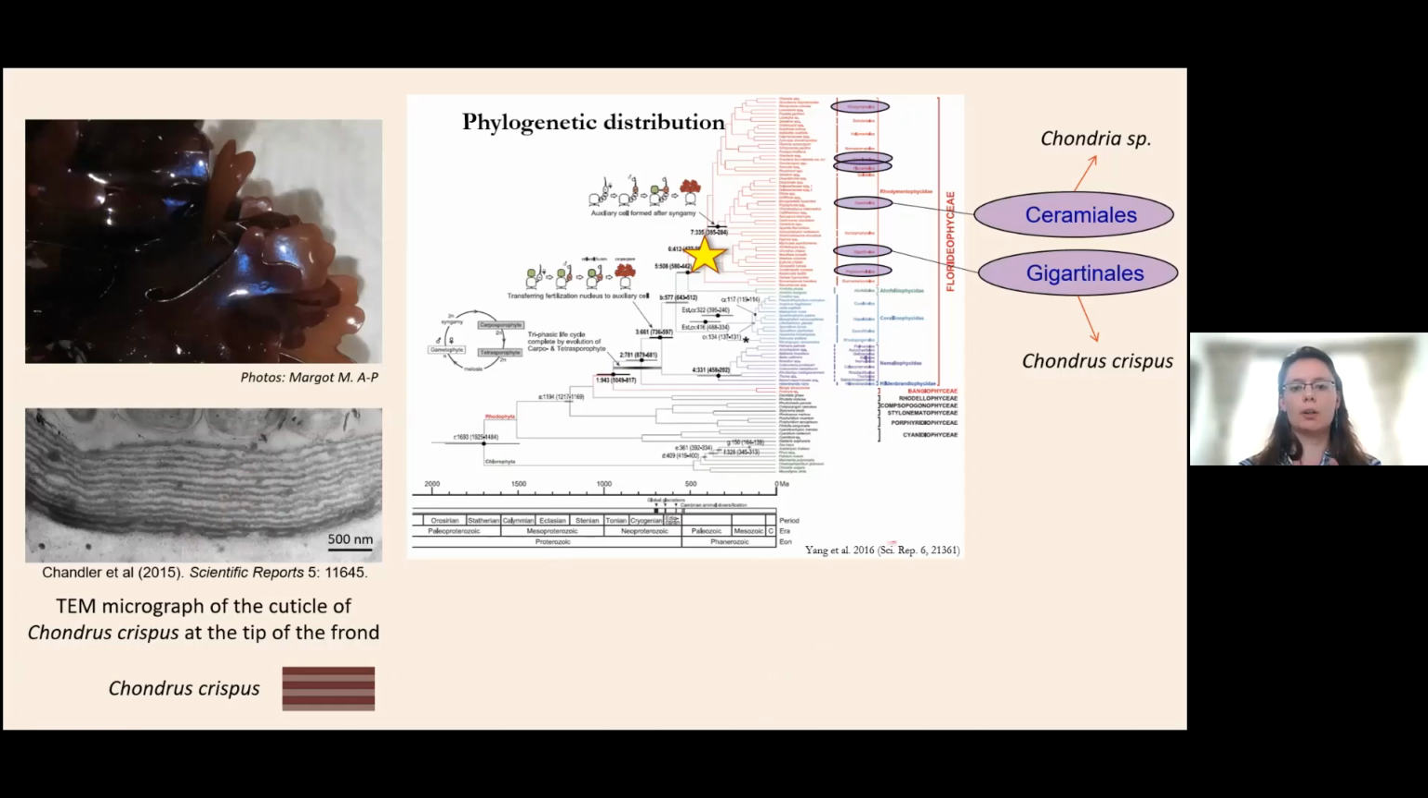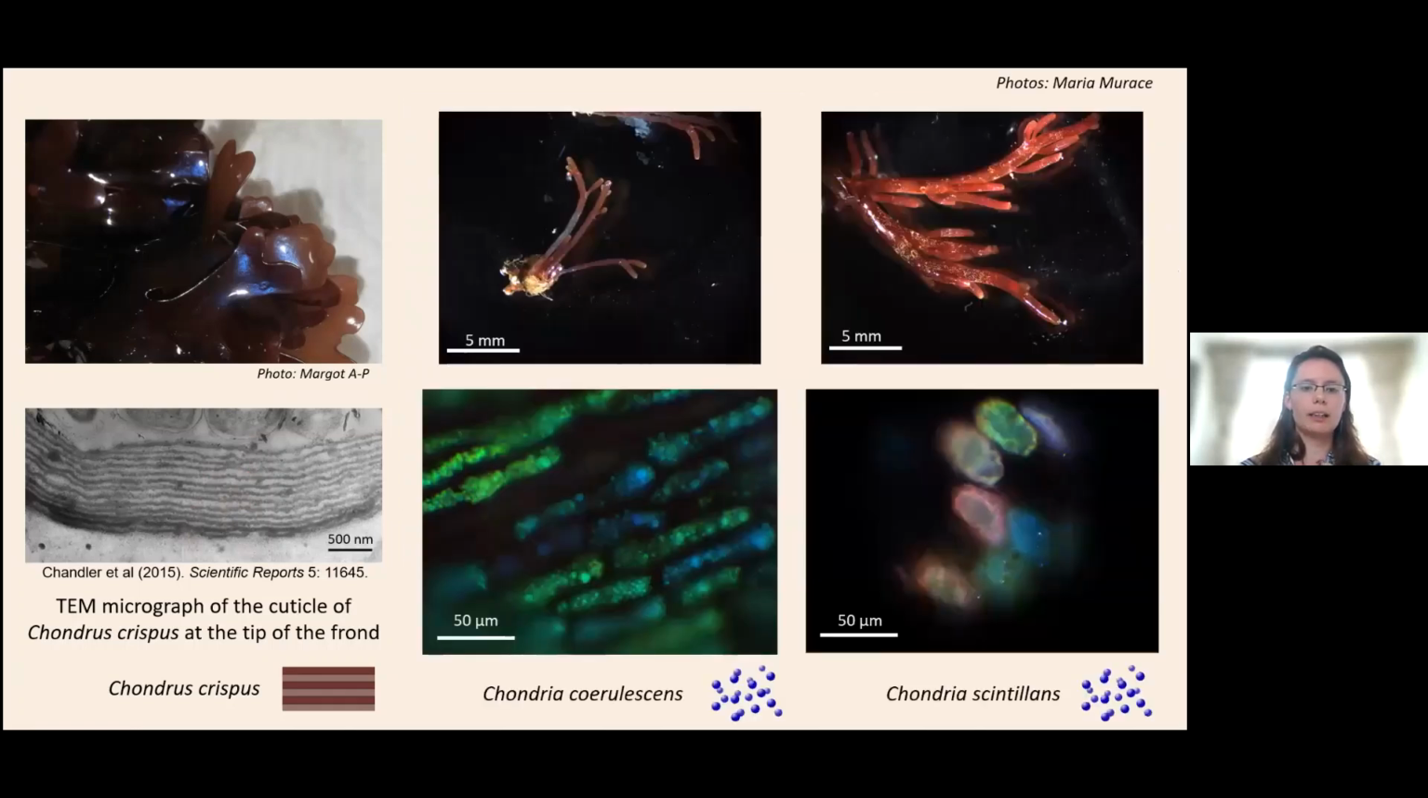And what we're looking at now is the Chondria species, which are in another order of the red algae, the Ceramiales. So both Chondria caerulescens and Chondria scintillans are from the same genus. They both have those iridescent bodies. But when you look at them more closely under the optical microscope, even though they're from the same genus and have the same type of structures, they seem very different. Chondria scintillans has a more scattered iridescence with also a higher variety of colors.